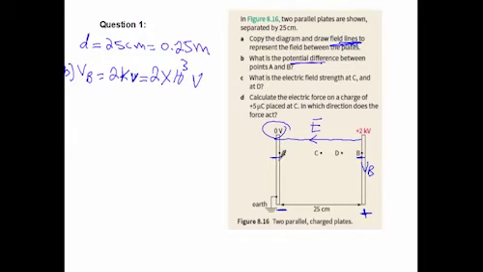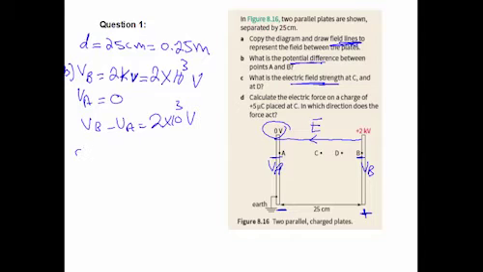Potential for A, VA, is 0. What will be the difference? Potential difference will be VB minus VA, which is equal to 2 times 10 to the 3 volts, or 2000 volts. Part C, what is the electric field strength? So they are asking about E.